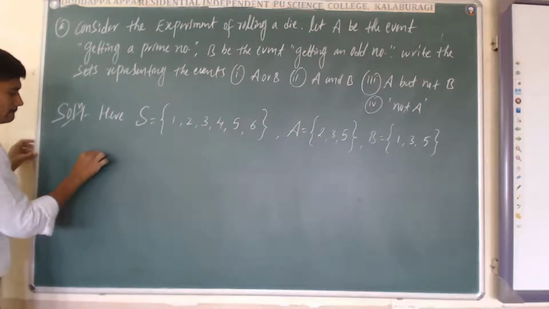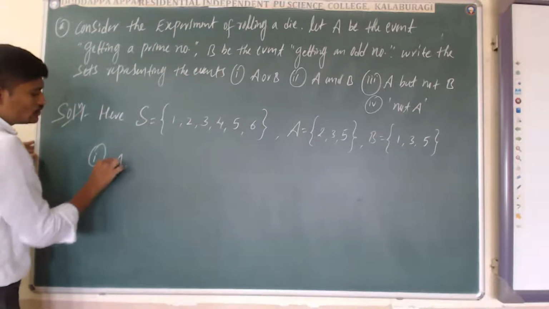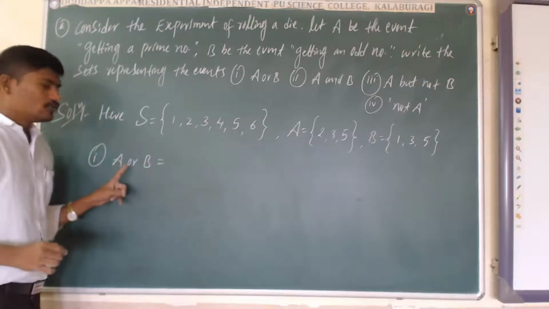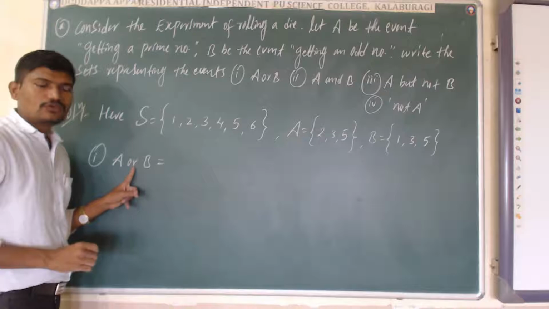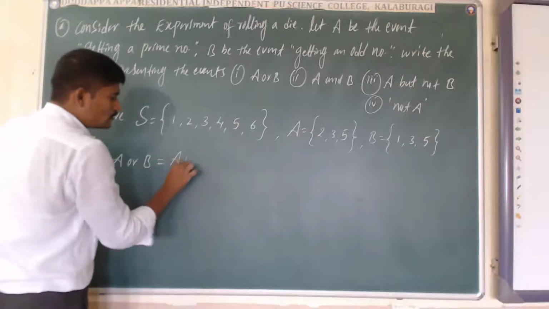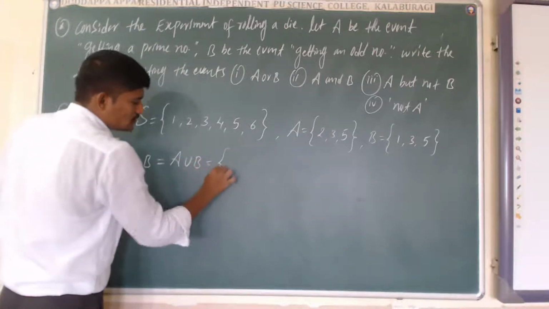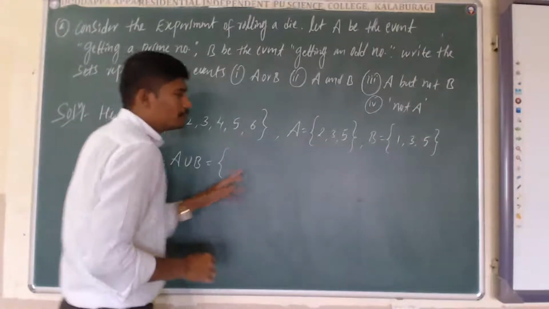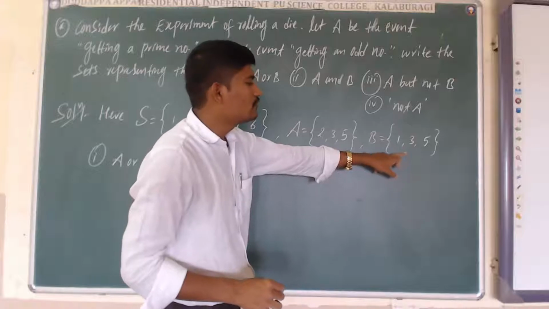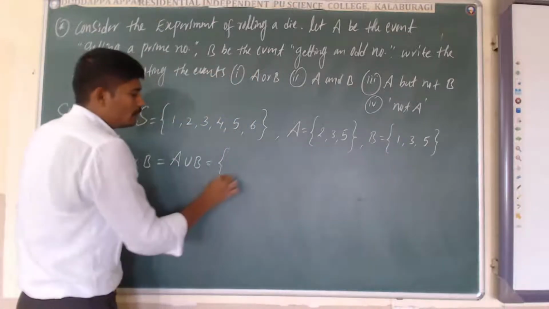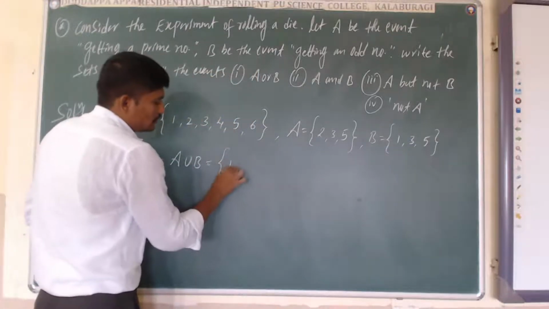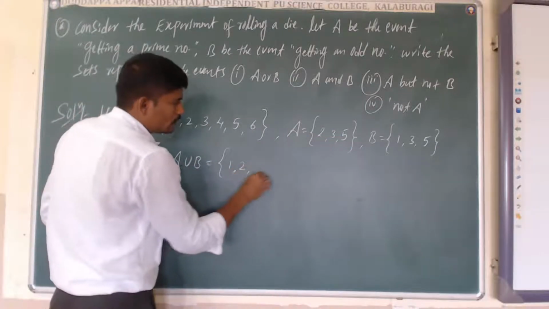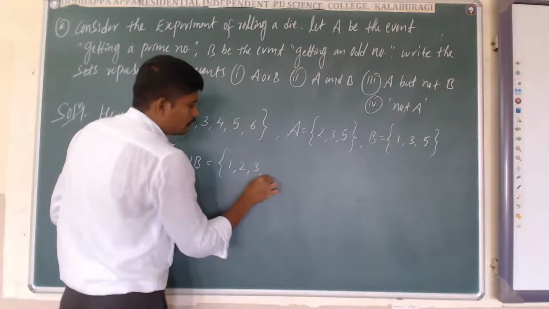Now what is the first condition? A or B is given. I told you that or is nothing but union. A union B. A union B is nothing but, repeated terms are not allowed inside it, so we write them only one time. Just combine these two sets, and you will get 1, 2, 3, 5.